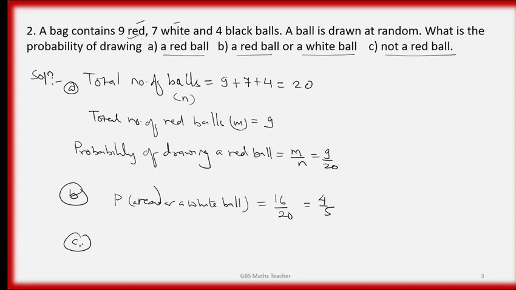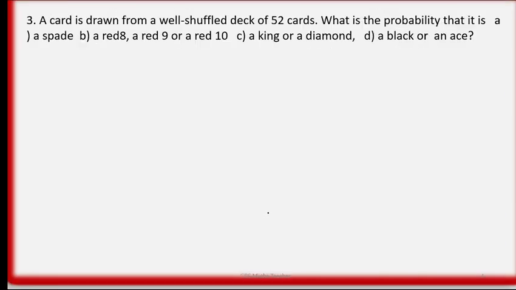And the C number, dear students, not a red ball, except red, 7 white plus 4 black, 11. Then the probability of not a red ball is 11 by 20. This is the shortcut way that we have done this problem.